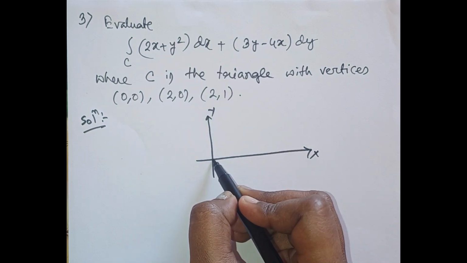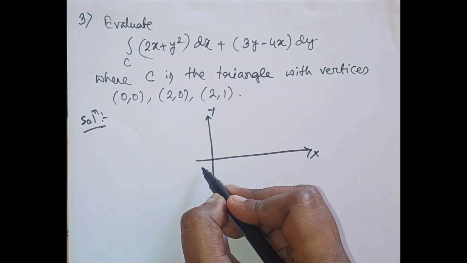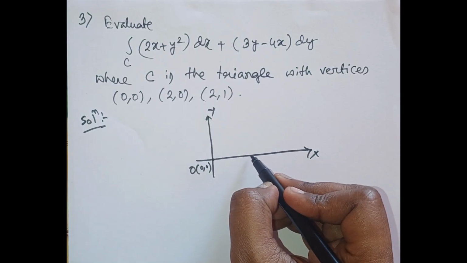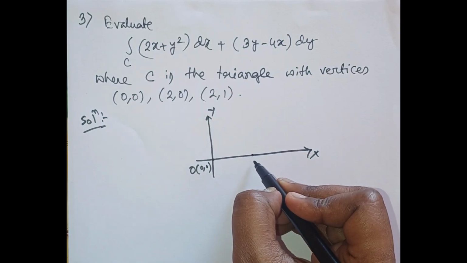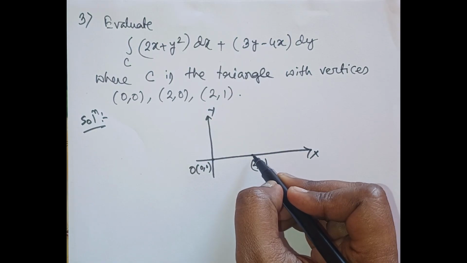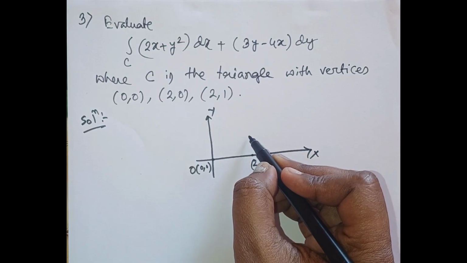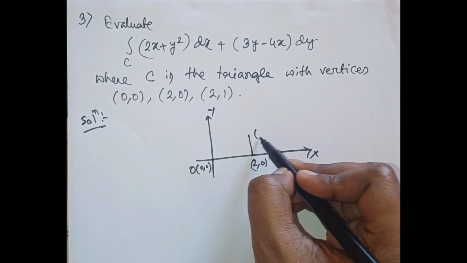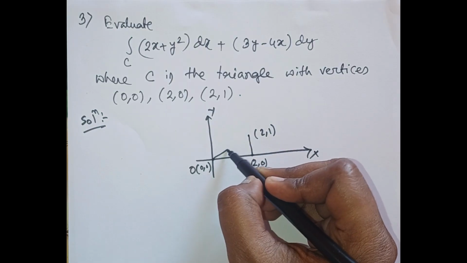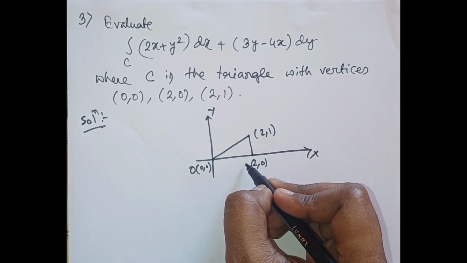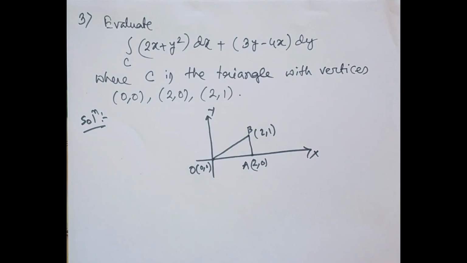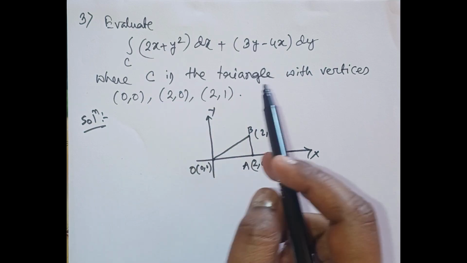Let x-axis, y-axis, and (0, 0) is the origin O, and then (2, 0). Let us take the coordinate in this point which is on the x-axis, and then (2, 1) which will be in this position. Then we have to join O and (2, 1). So let us give names O, A, B. O is (0, 0), A is (2, 0) and B is (2, 1).